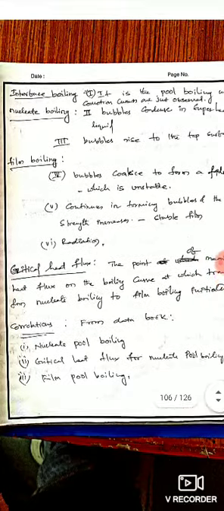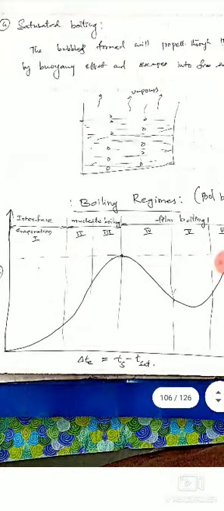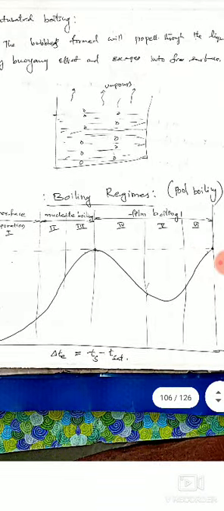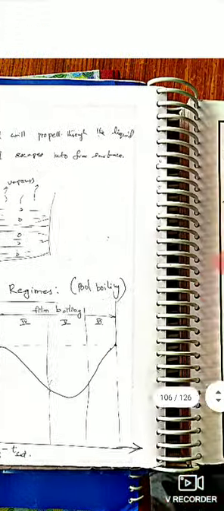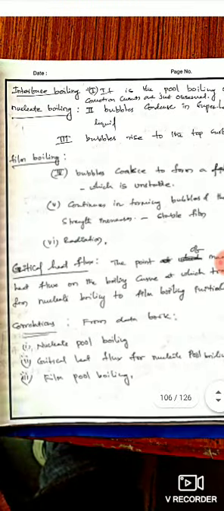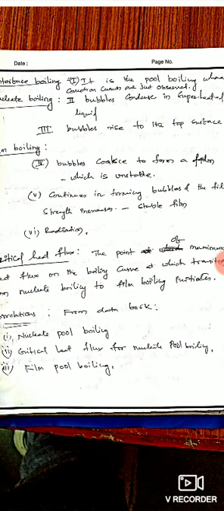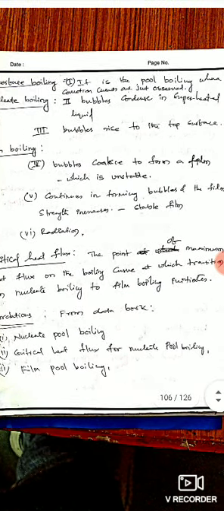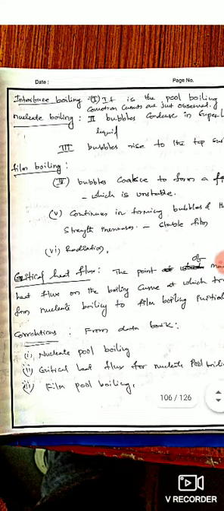Now, coming to the stages, you need to draw this figure onto your notes at least once. Now, in interface evaporation, let us discuss the stages. In interface evaporation or boiling, it is the pool boiling where the convection currents are just observed, just the convection started. So in interface boiling, we simply observe.